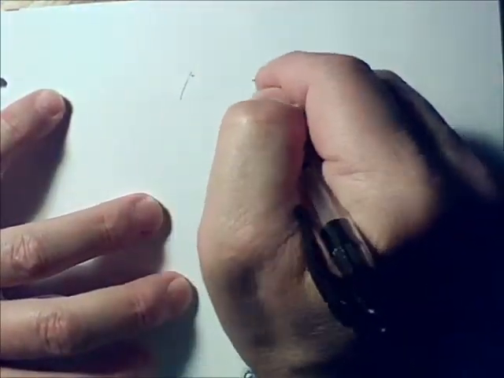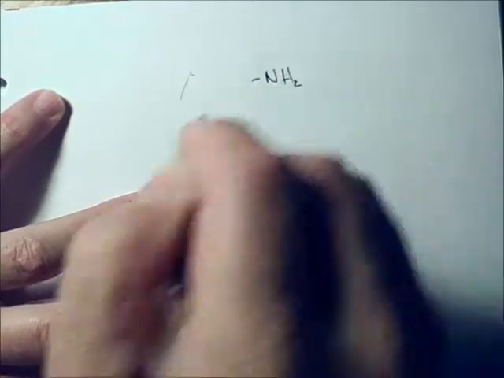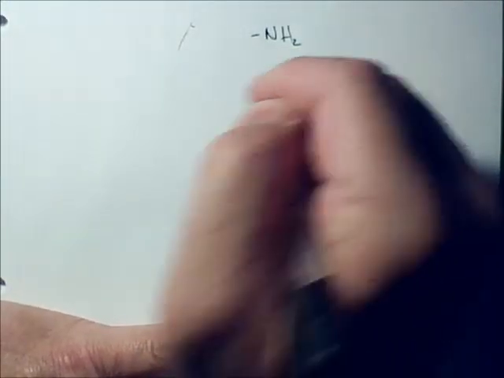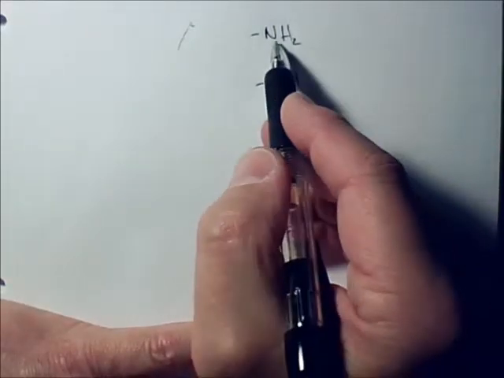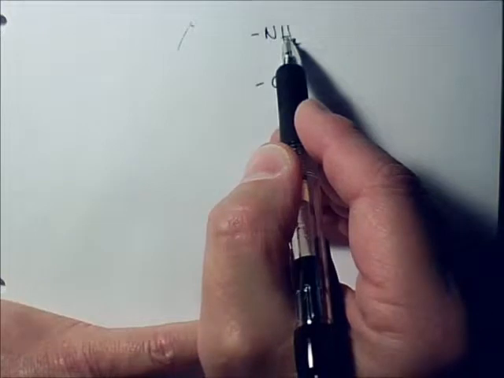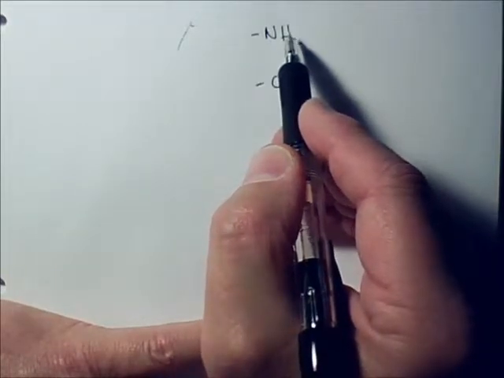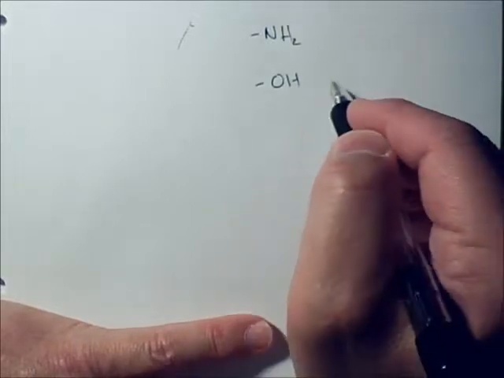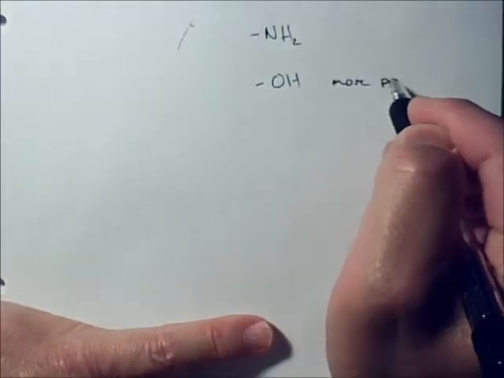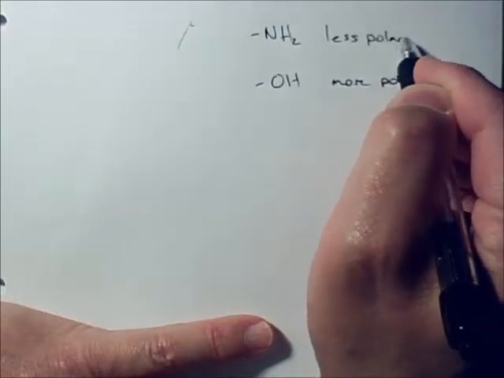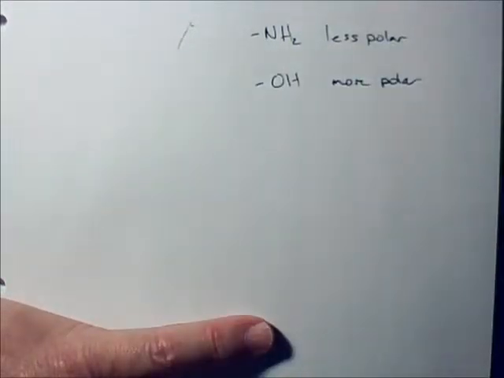NH3, or an NH2 grouping, okay, is also a polar grouping, but it's not as strong as the OH. The electronegativity difference between nitrogen and hydrogen is less than the electronegativity difference between oxygen and hydrogen. So this is more polar, and this is less polar. But they're still polar. Okay?